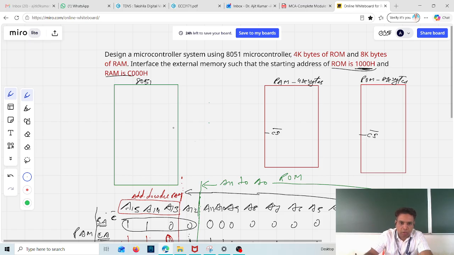Let's say here, recall from port 0, that is from port 0.1 to port 0.7, okay, they are multiplexed. So multiplexed means AD7 to AD0, okay, this is the NOT gate. So this is the OR gate.